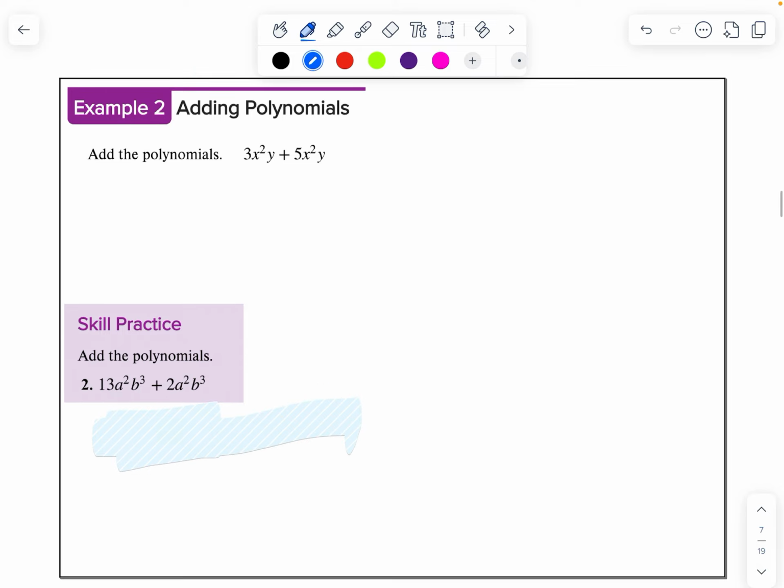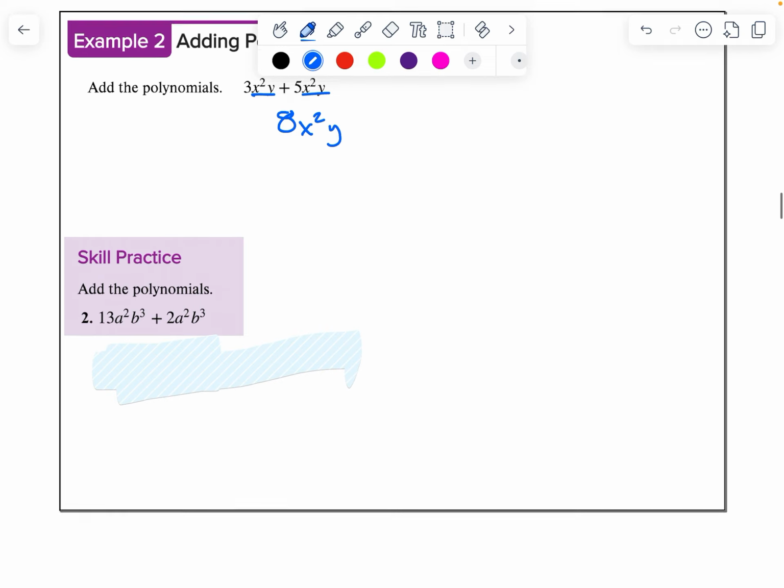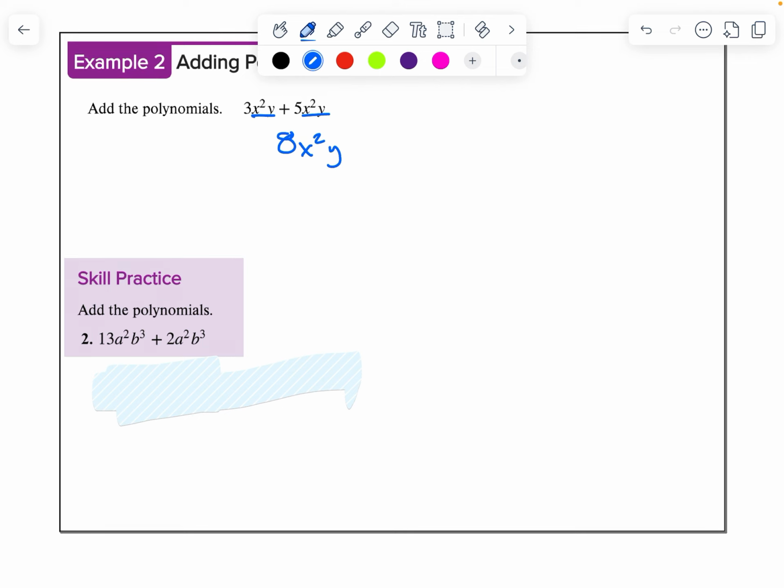Let's try these. Add these polynomials. Notice they both have an x squared and a y, so I know my answer is going to have an x squared and a y. How many of them? 3 plus 5 is 8. Try the second one. Notice they both have an a squared and a b to the 3rd, so I know my answer is going to have an a squared and a b to the 3rd. 13 plus 2 makes 15 of those.